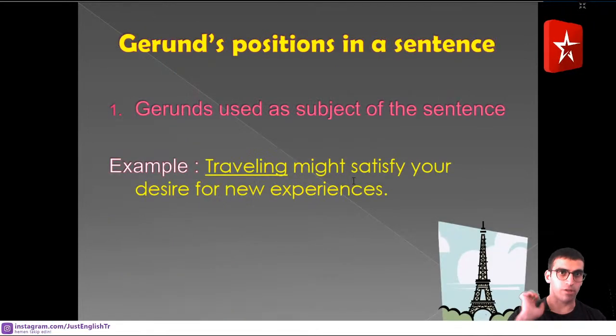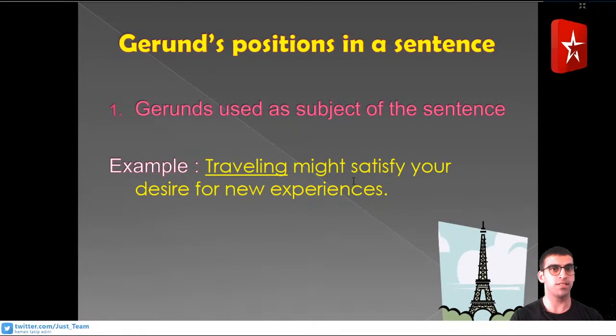Let's keep continuing. Gerund positions in a sentence. Gerund positions means where we can use gerunds. In which positions do we use gerund? Gerunds are used as the subject of the sentence. As a subject of the sentence we can use a gerund. You can see: traveling might satisfy your desire for new experiences. So traveling here plays the role of subject in this sentence.